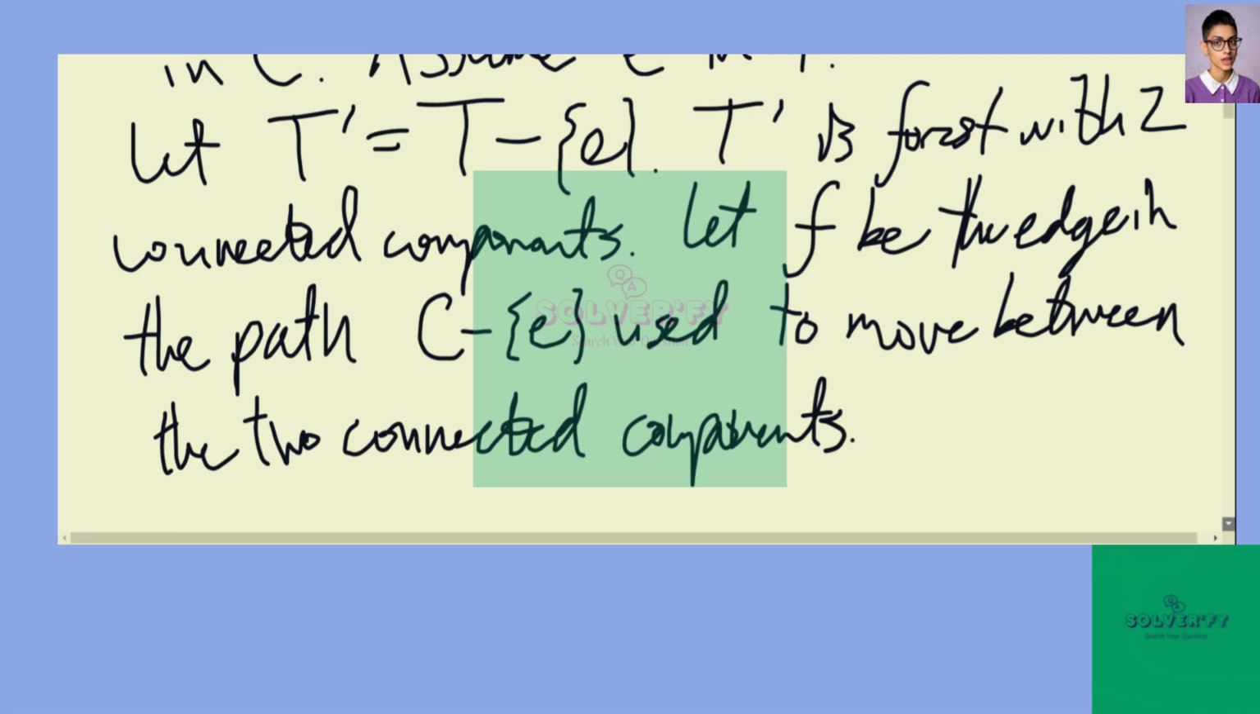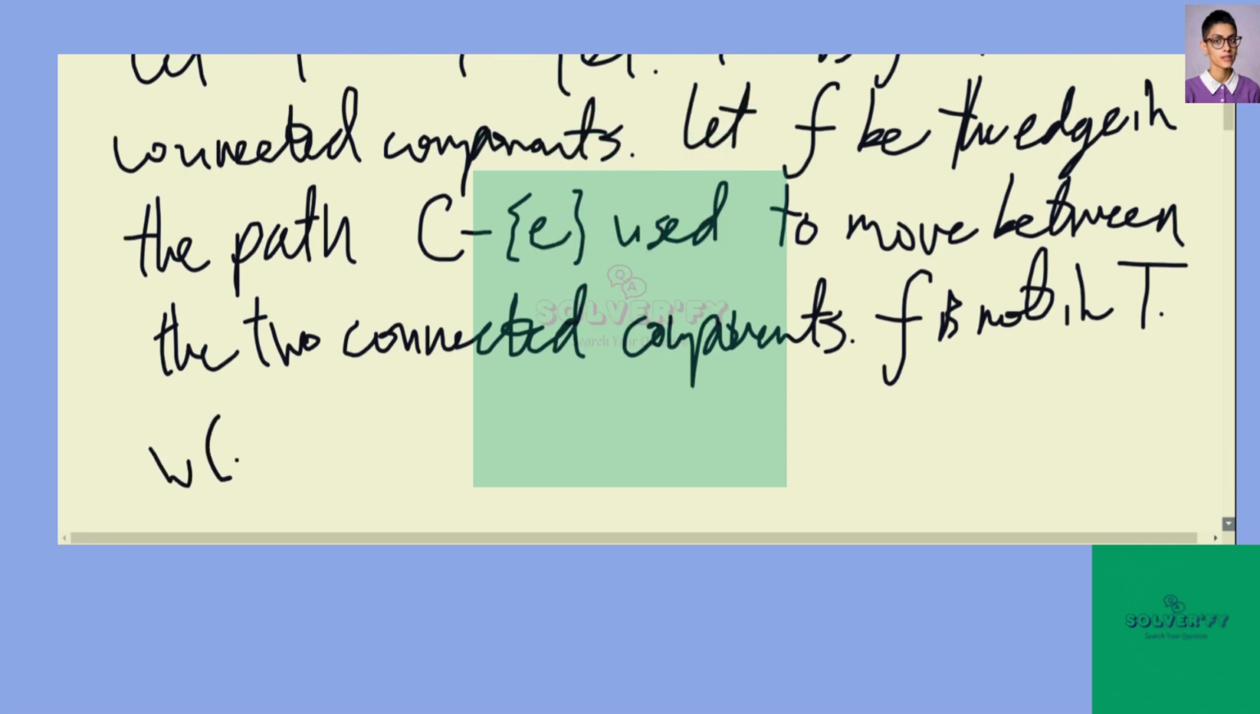And we know that this edge F has to exist because C was a circuit. And we also know that F is not an edge in T. This is because if F were in T, then we'd have both E and F in T, and then T would contain a circuit, and it would no longer be a tree. We know that E is the edge in C with the maximum weight, and we know that G has distinct edge weights. So it follows that the weight of E is strictly greater than the weight of F.